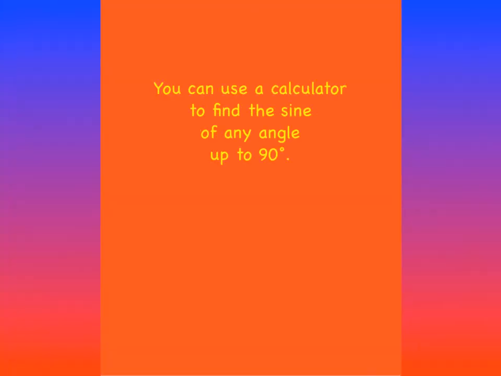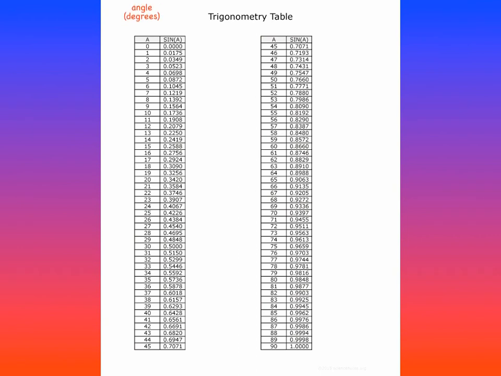You can use a calculator to find the sine of any angle up to 90 degrees, or you can use this trigonometry table. You can see on the left column is the angle in degrees. Next to it, the next column is the sine. You see where the hand is pointing 30 degrees, the sine is 0.5. And right below that, you can find the sine for 31 degrees, 32, 33, and so on, all the way to 45. Then you can go up to the next one to find for angles larger than 45.